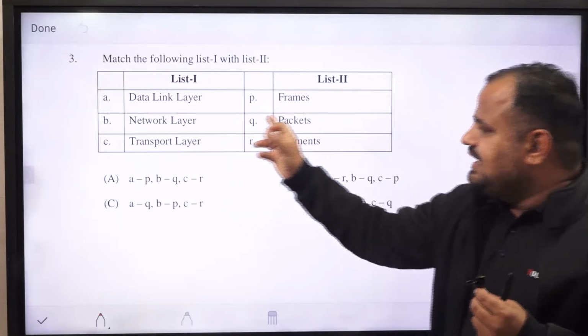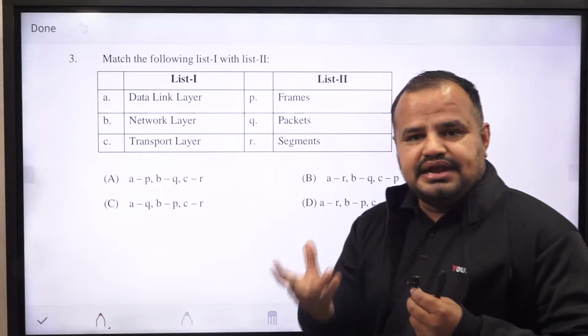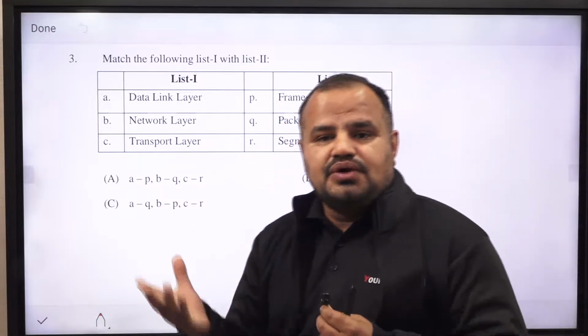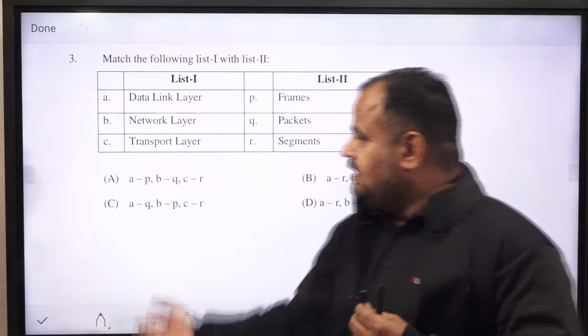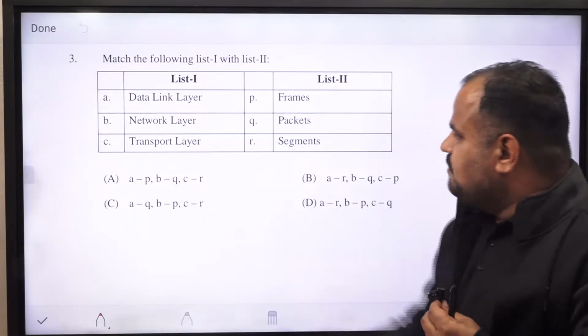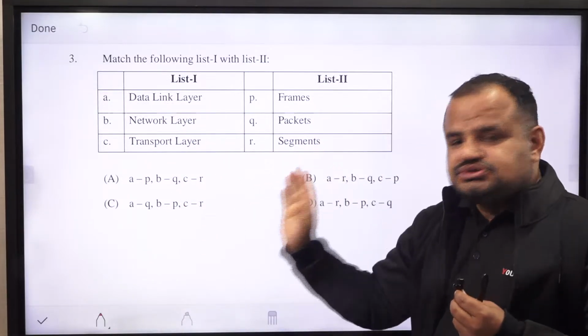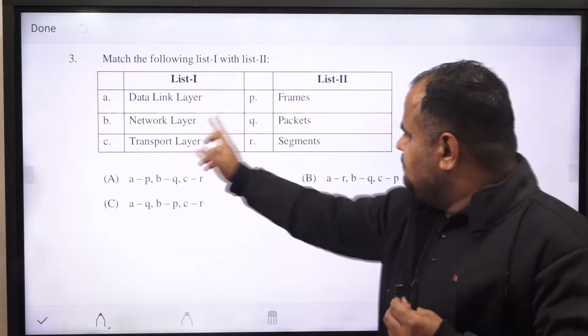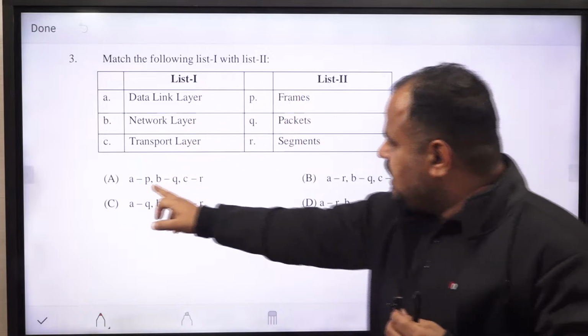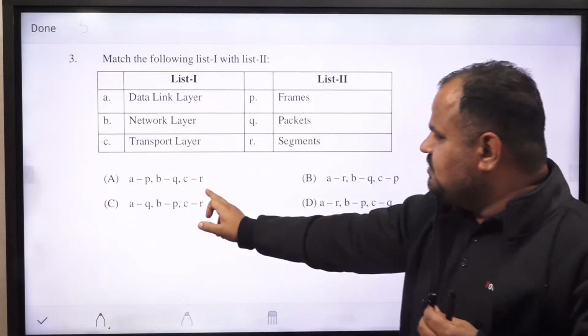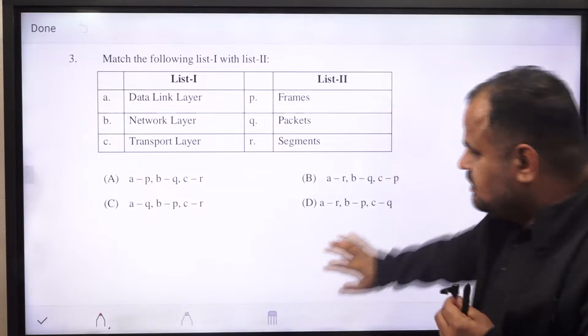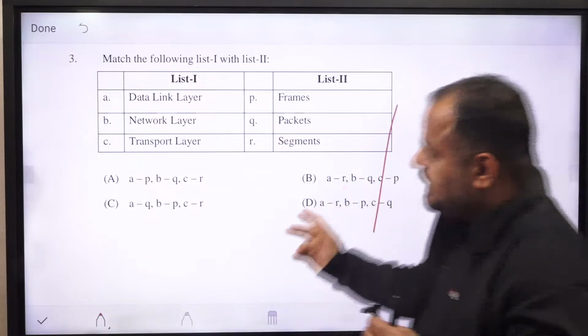At the network layer, packet. As we know, at the network layer, the main functionality is routing, forwarding the packet. Fine. And next one is at the transport layer, we are going to use segment. So A, P, B, Q, C, R. So the right answer is A, P, B, Q, C, R. A is the right option. Very good, my dear students. Next.